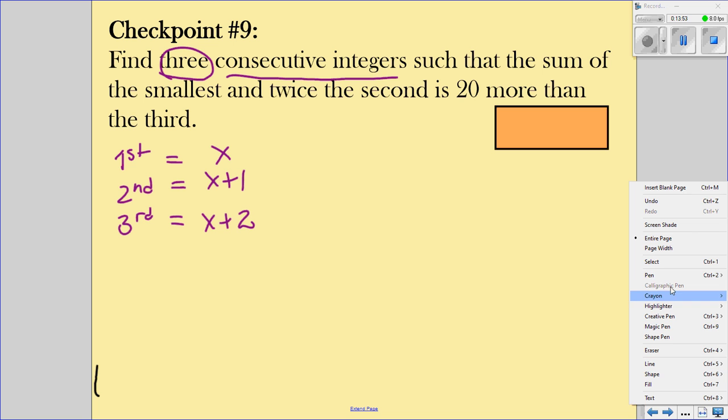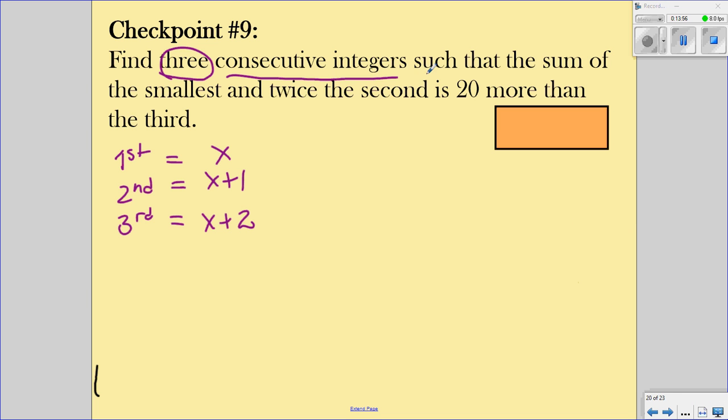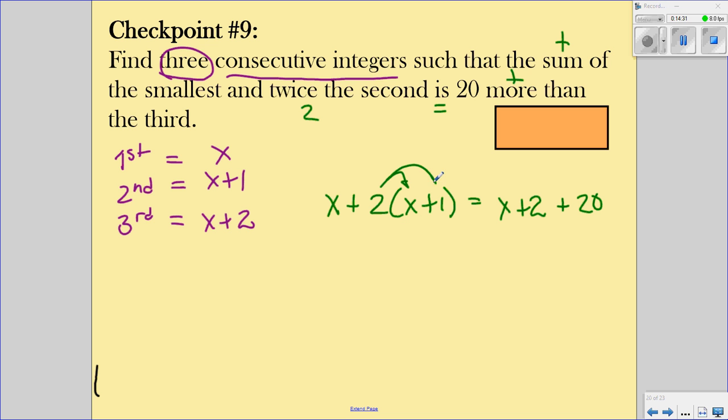Now, I need to set up the equation such that the sum of the smallest and twice the second is 20 more than the third. So the sum of the smallest and twice the second, so the sum, x plus twice the second, so this is the second, so 2 times the whole expression, is 20 more, that means 20 plus, than the third, which is x plus 2. Right? Distributive property, and of course I'm going to combine my like terms on the other side.